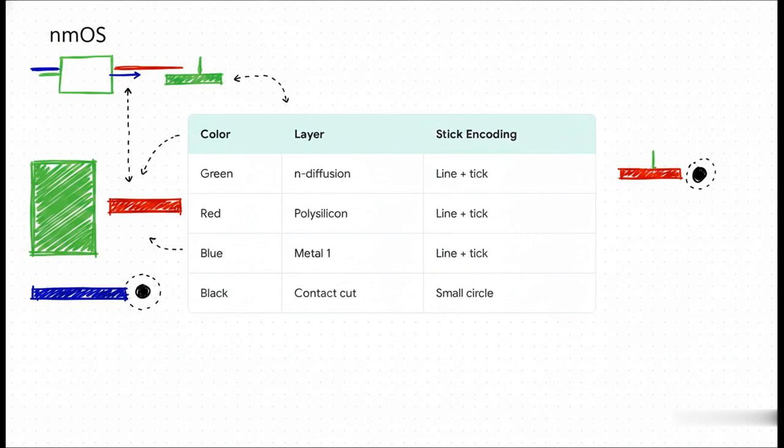For example, look at the horizontal lines with a little vertical tick. It even shows their CIF layer code names, like ND for N diffusion and P for polysilicon. But really, the big takeaway here is just learning the vocabulary. Green is N diffusion, red is polysilicon, blue is metal 1.